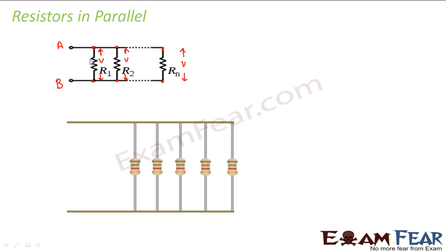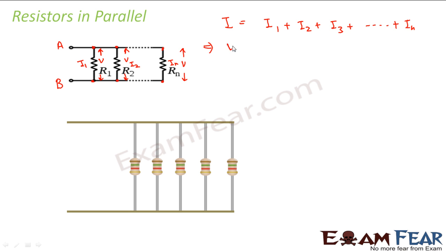But the amount of current flowing through them will be different. Let us suppose through this it is I1, through this it is I2 and through this it is In. So what is the total current flowing through the circuit? That will be I, which is equal to I1 plus I2 plus I3 and so on plus In.